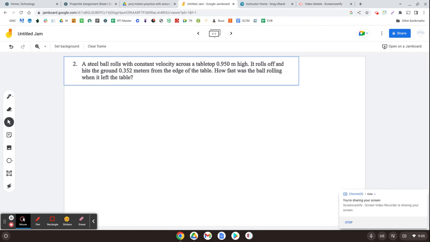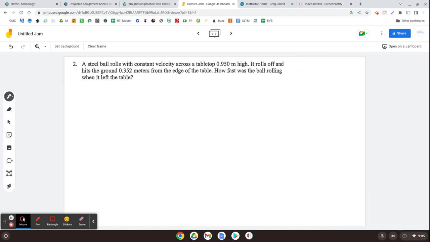Okay, so now I like this one because this one feels very similar to the last one, but we've got a different piece of given information. Now we have a ball that's rolling off at some unknown velocity. We now know where it hits the ground, and we want to know how fast it was rolling. Well, it hits the ground 0.352 meters from the edge of the table.